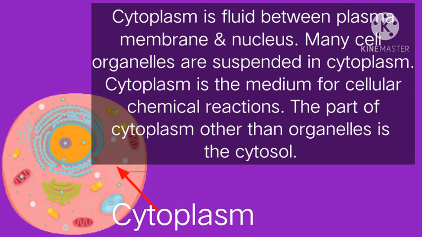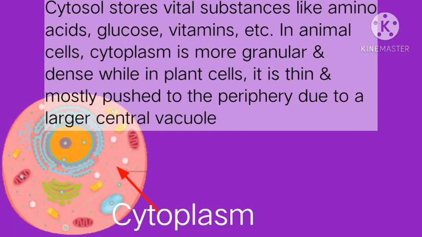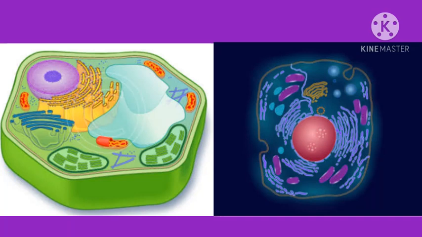Cytosol stores vital substances like amino acids, glucose, vitamins, etc. In animal cells, cytoplasm is more granular and dense, while in plant cells it is thin and mostly pushed to the periphery. Periphery means towards the corner, due to a larger central vacuole. Now cell organelles. An organelle is a specialized subunit having a specific function within the cell. They are organs of the cell.